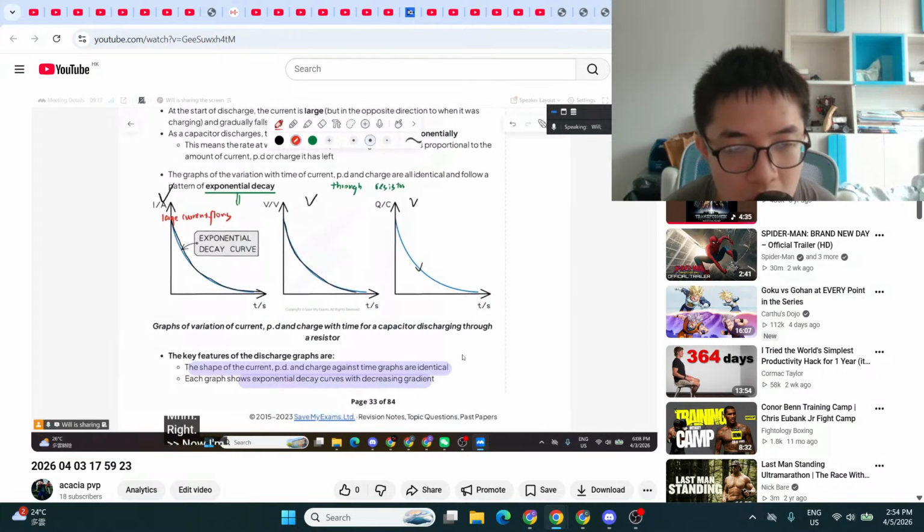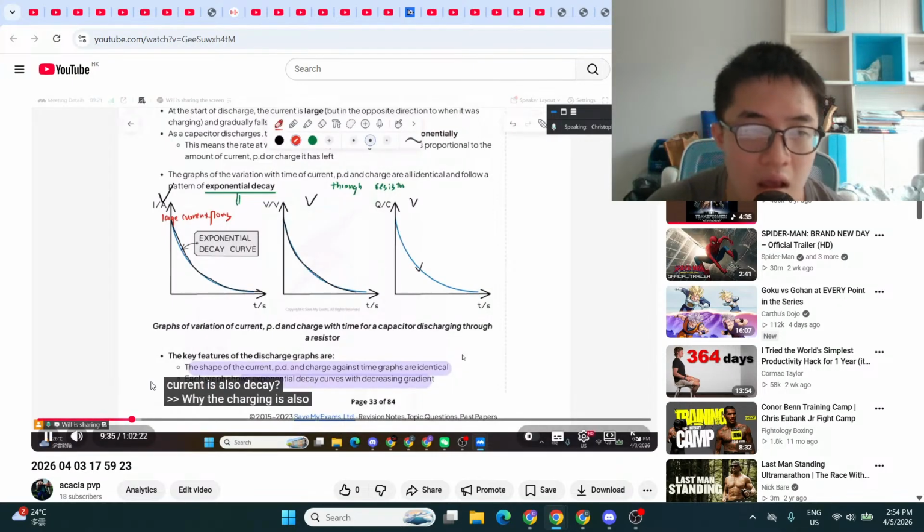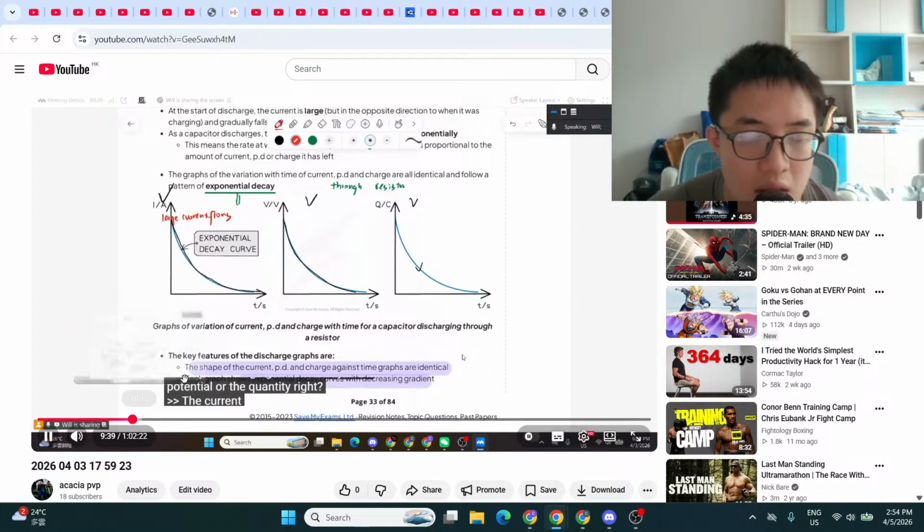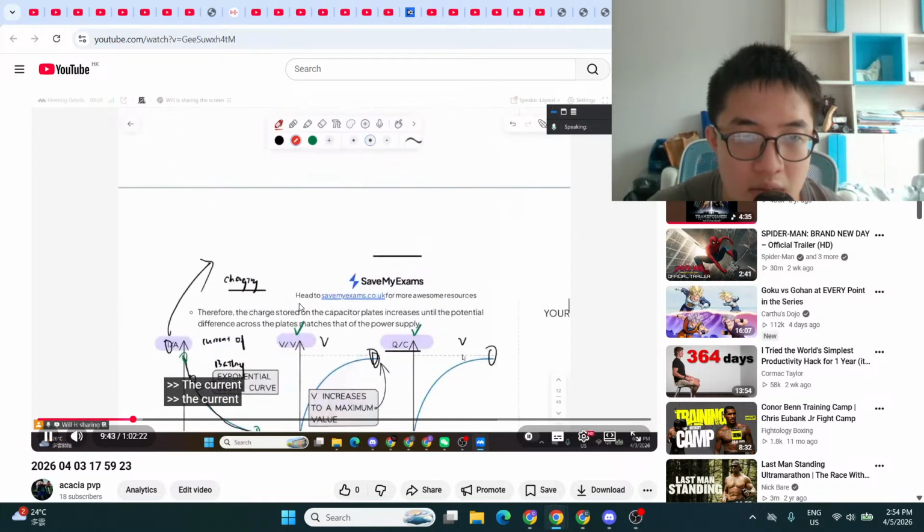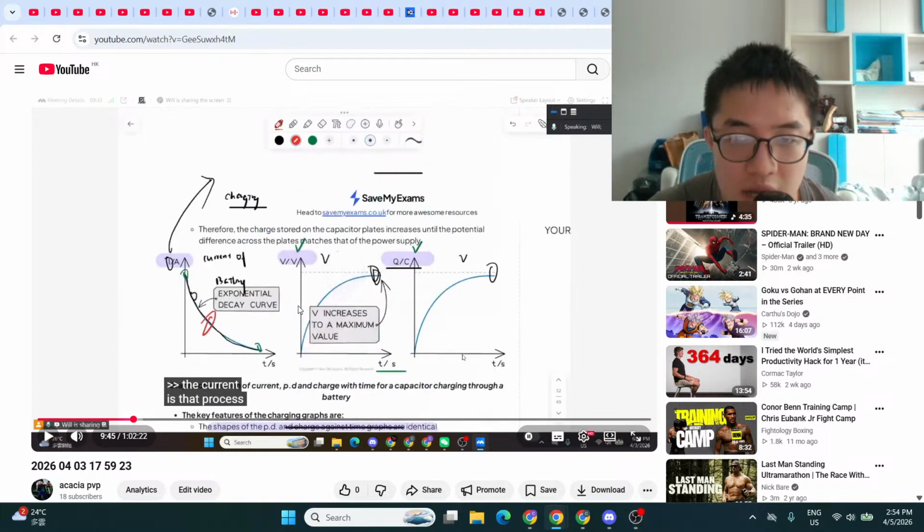I'm confused why, for charging, the current also decays. Why is the charging current also decaying, while the potential or the quantity increases? The current decays in that process because the rate of charging decreases.